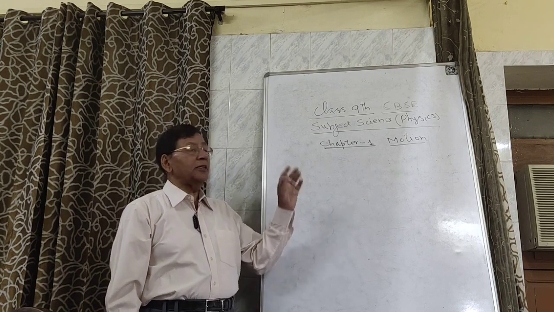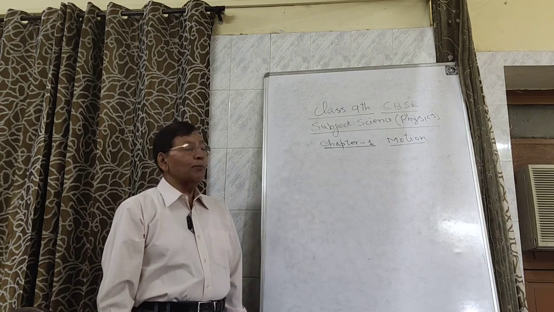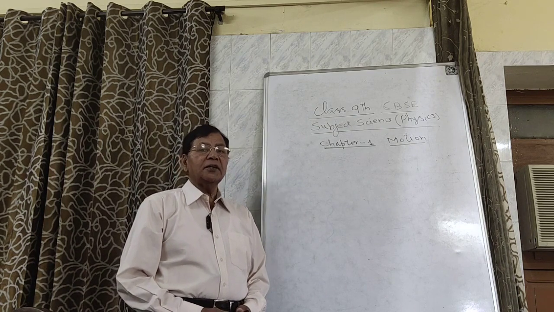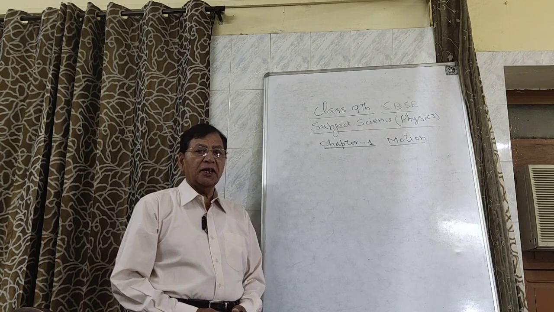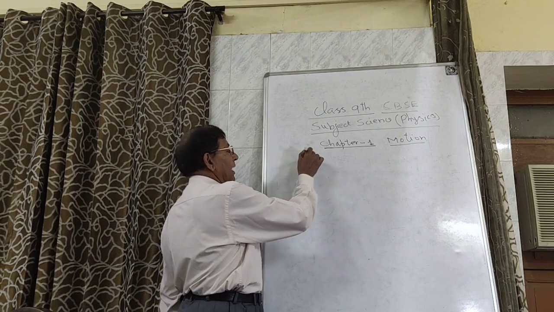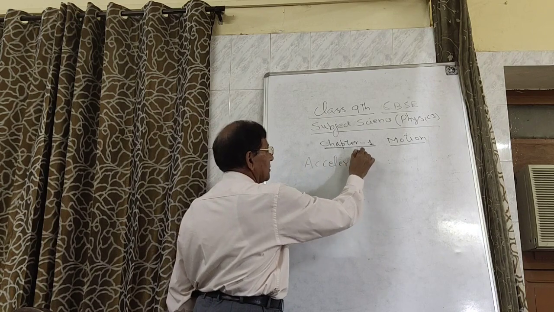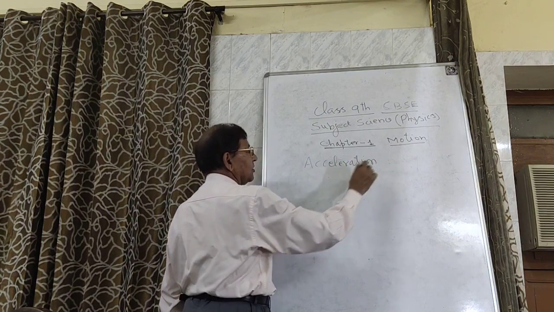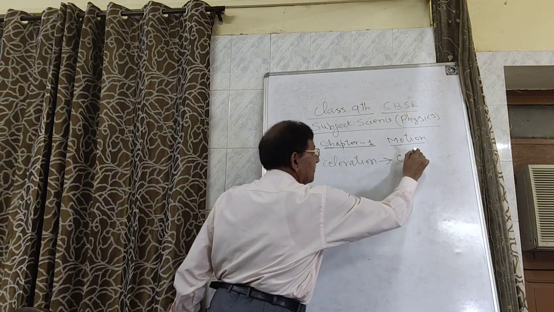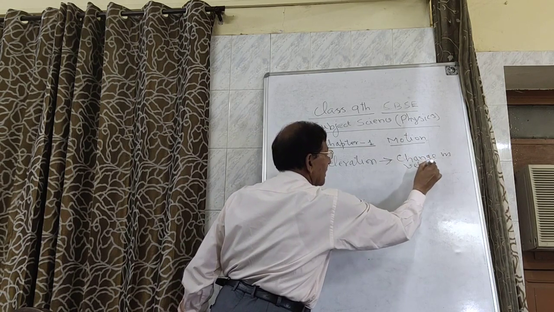My today's lecture is for the students of class 9th and the chapter is motion. In this chapter we will study the equations of motion for a uniformly accelerated motion. Now acceleration is defined as the rate of change of velocity, that is, acceleration is equal to change in velocity divided by time.